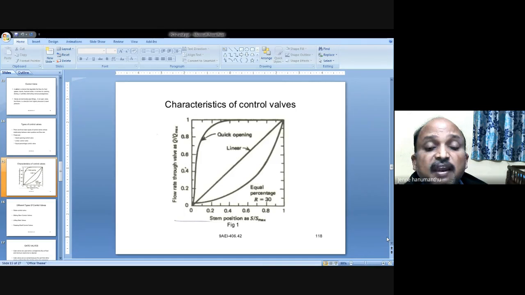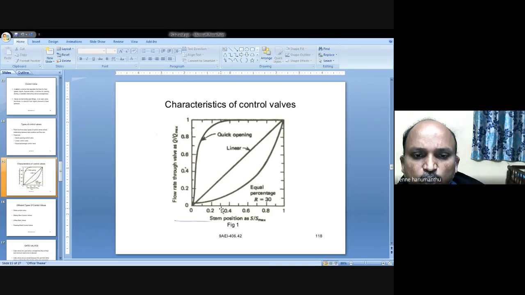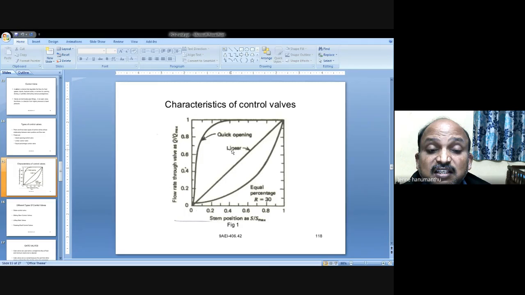Sensitivity is very high in this quick opening control valve. See the graph. What a curve, maximum output. See 0, 0.2, 0.4, 0.6, 0.8, 1. So when the stem position is 0.3, what is the output? Output is 90%. This type of characteristics provided by the control valve is nothing but quick opening.